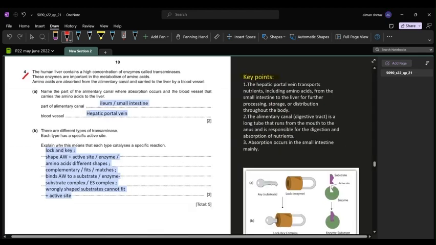Question number 4. The human liver contains a high concentration of enzymes called transaminases. These enzymes are important in the metabolism of amino acids. Amino acids are absorbed from the alimentary canal and carried to the liver by a blood vessel. Part A. Name the part of the alimentary canal where absorption occurs and the blood vessel that carries the amino acids to the liver.